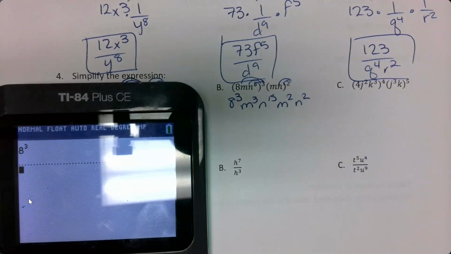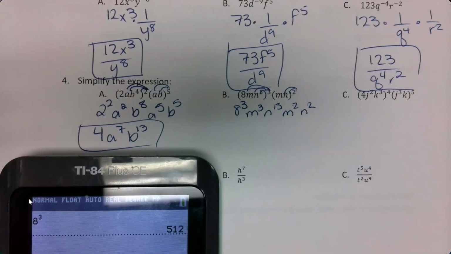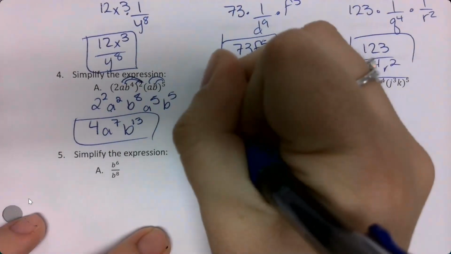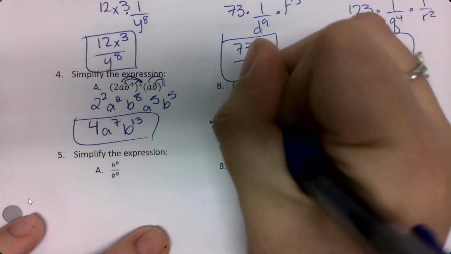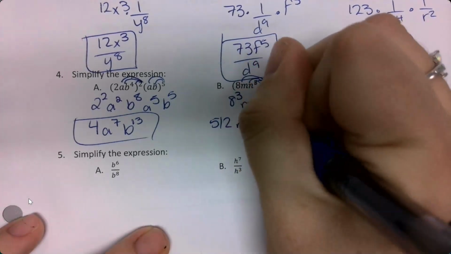So 8 cubed is 512. Then I have my exponents on my m that I want to add. 3 plus 2 is 5. 15 plus 2 is 7.